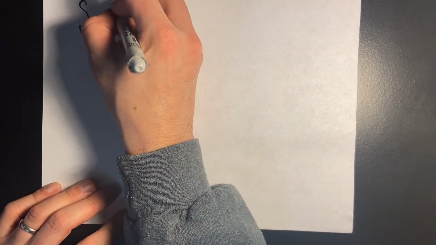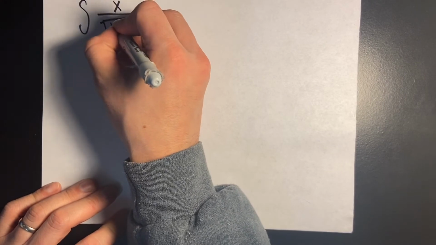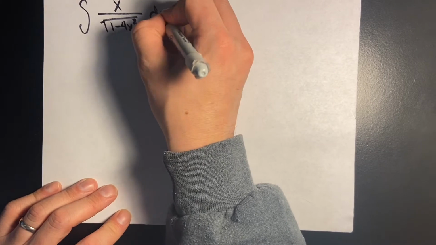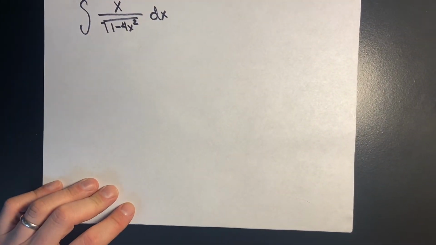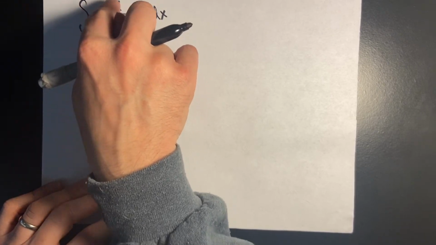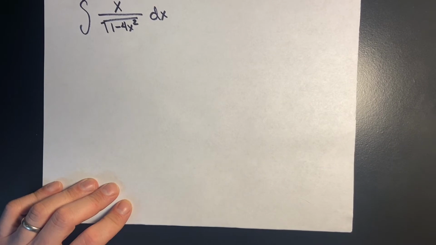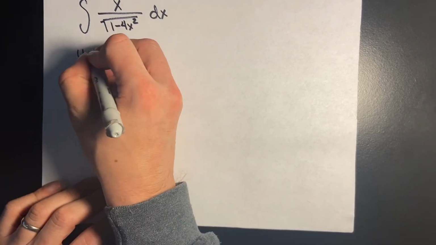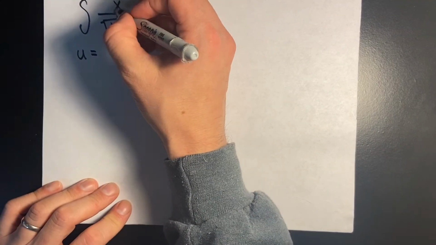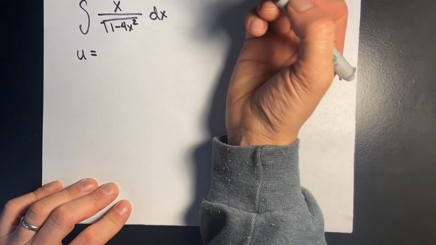Integral of x over the square root of 1 minus 4x squared dx. So it looks like I have product rule, not product rule, but more chain rule-y, quotient rule-y stuff. So that's going to mean that I have to pick a u and do integration by substitution. I have one of two options, x or 1 minus 4x squared. Well, the derivative of x is 1, and that makes sense.